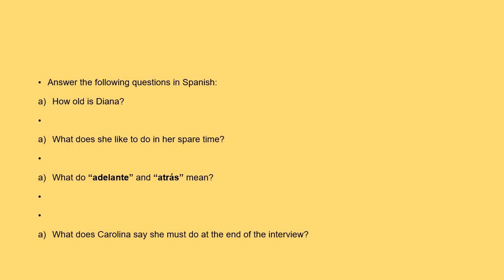After that, you are then going to do a little bit of basic comprehension on La Puya Loca, and that's answering the following questions, this time in Spanish, unless it says in English. So, for example, this one here, what do adelante and atrás mean? Well, you're going to have to answer that in English. Remember, it's based on this text.